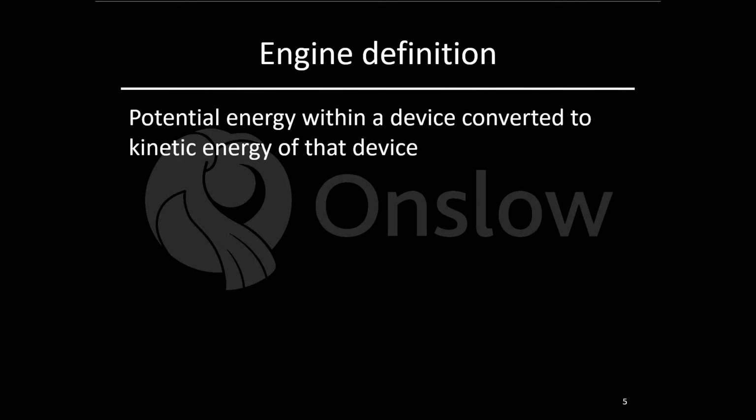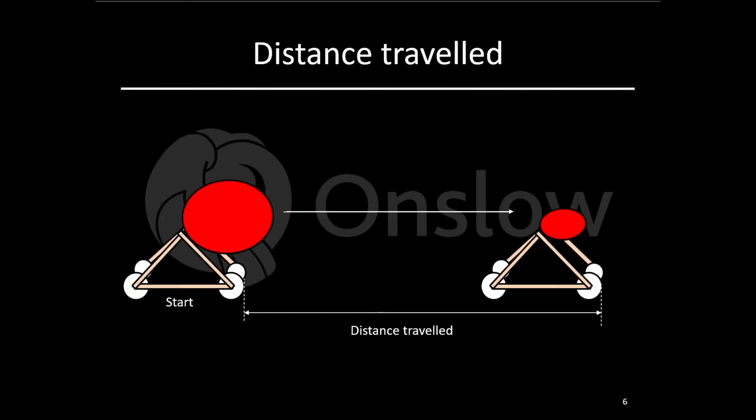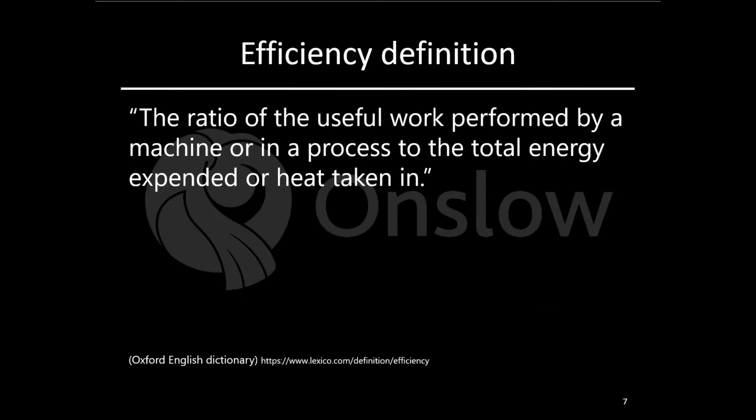What is the definition of engine? Potential energy within a device converted to kinetic energy of that device. This was relevant within this experiment, and we changed this definition to be relevant within our testing. Distance travelled: within our testing we used the front wheel to determine the distance travelled. And efficiency: the ratio of useful work performed by a machine or in a process to the total energy expended or heat taken in.